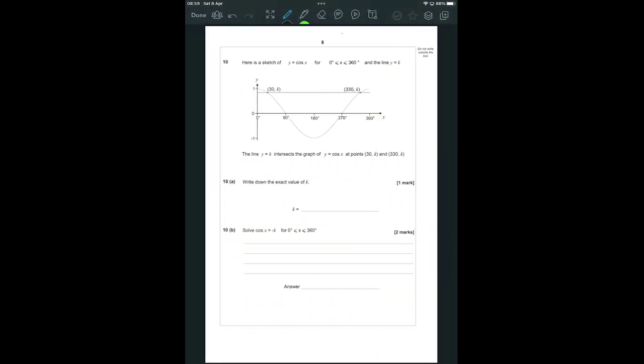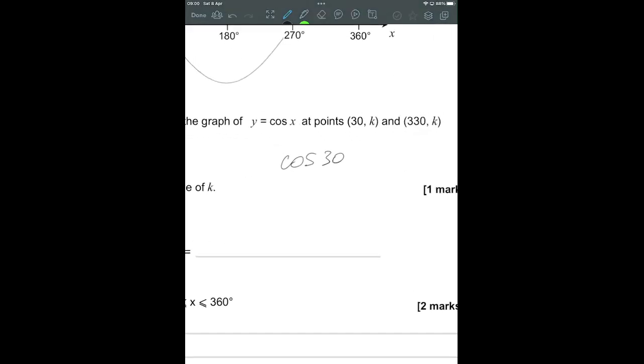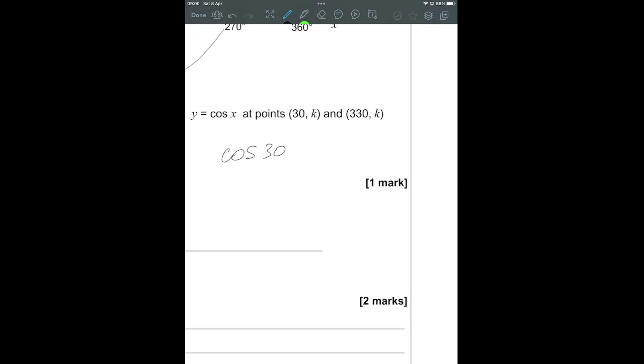Question 10. Trig question. Here's a sketch of the line y equals k, which intersects a graph at those 2 points. Write down the exact value of k. So this is asking us to recall what cos 30 is. Now you could have just memorized that little table and worked it out. I prefer to remember the triangles.